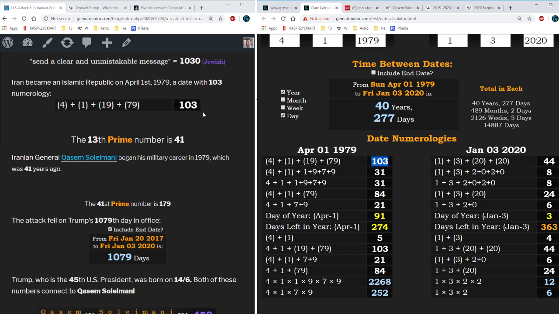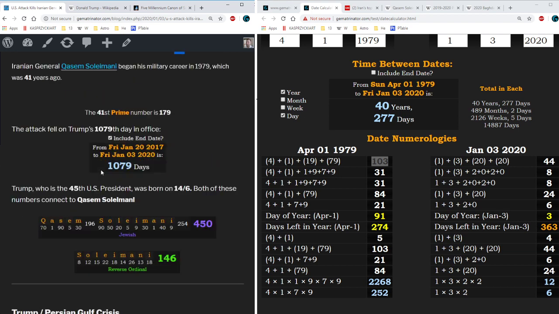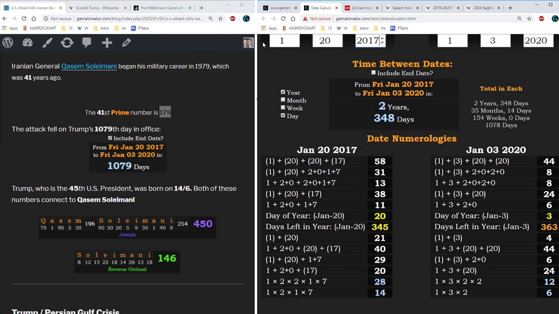Through this, there's a prime chain. I just want to point out the 13th prime number is 41, which is the number of years Soleimani was in the military. The 41st prime number, 179, this connects us back to the number of days Trump has been in office. The bombing occurred on his 1079th day in office. And let's not ignore the 79, as we understand this is a big part of the puzzle.